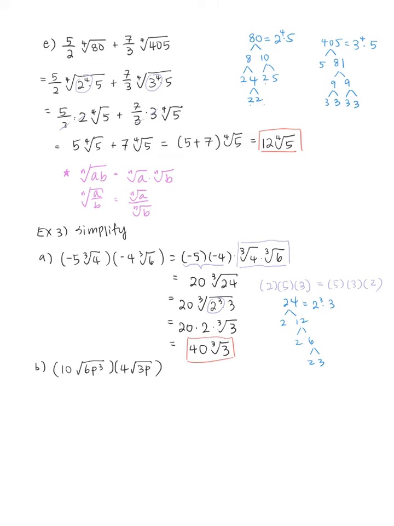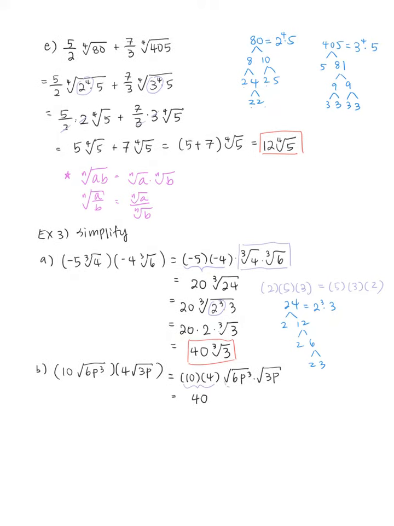Let's do another one. We have 10 root 6p to the 3rd times 4 root 3p. Okay, so we're going to do the same thing. We're going to swap the orderings of the multiplication here. And I'm going to rewrite this as 10 times 4, and then square root of 6p cubed, multiplying here by the square root of 3p. Okay, so now multiplying these numbers together, what we're going to get is 40.